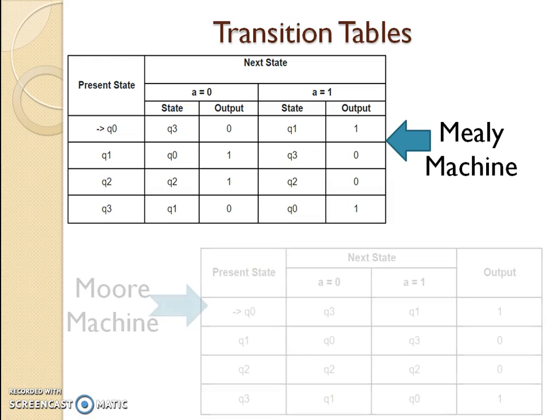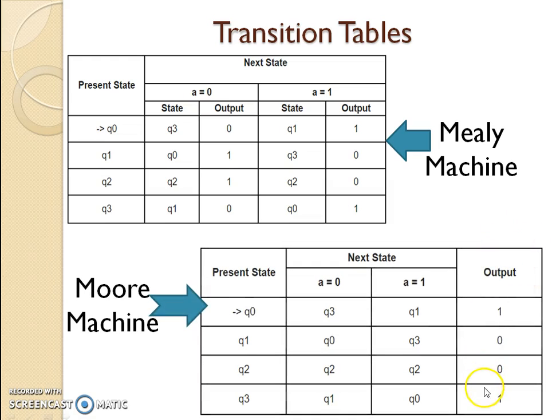In a Moore machine, there is a single output column associated with the present state. So Q0 with input 0 moves to state Q3 with output 1. Now when Q0 moves to state Q3 and Q1 with input 0 and 1, the output will remain 1.